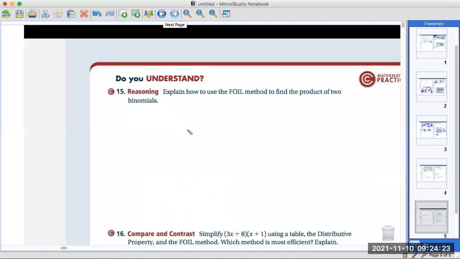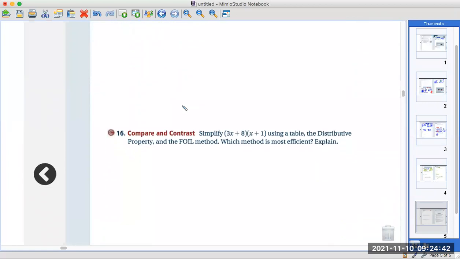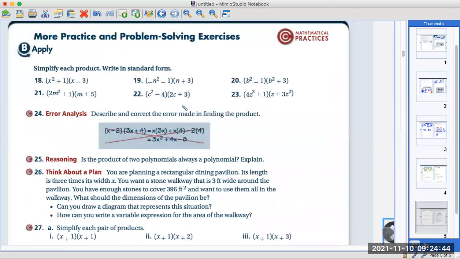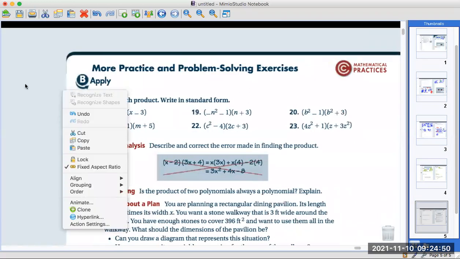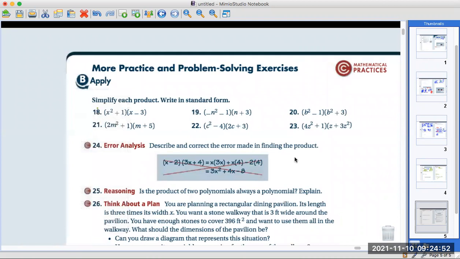Next page, we're going to do a few practice problems. So you might have a few extra questions, but those are the things you have to practice to get good. Number 15, explain how to use the FOIL method. So you want to explain what FOIL means, okay? And then on the next page, these are all practice problems. So you need a paper probably to write them, because that's a lot of work to be shown. You can use your box method or FOIL.